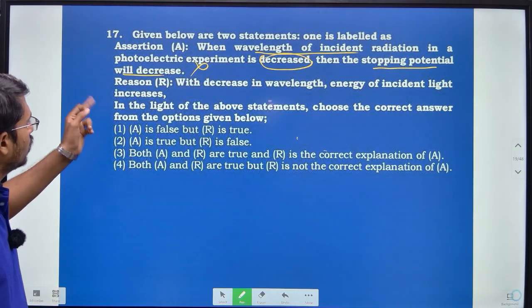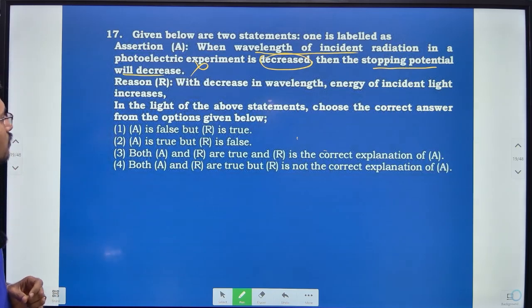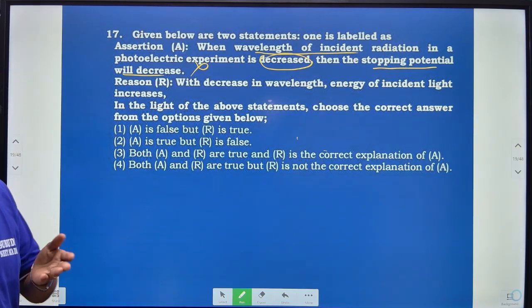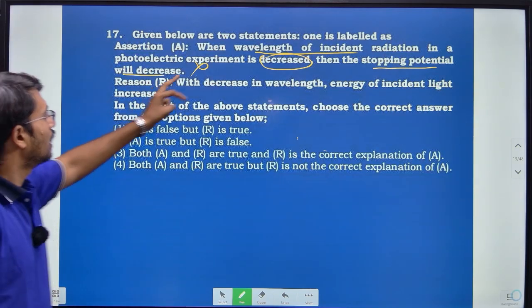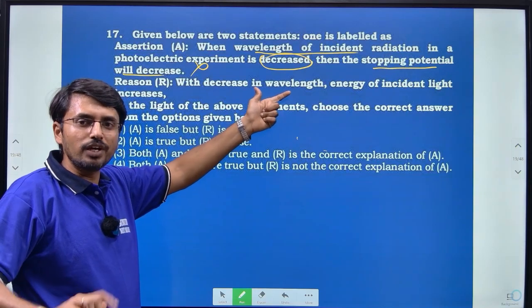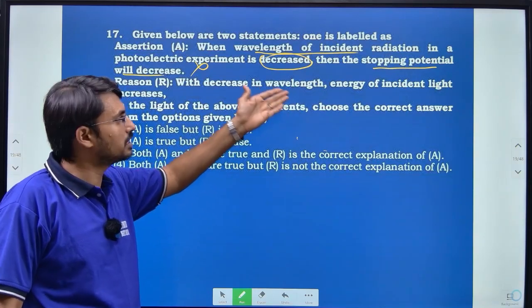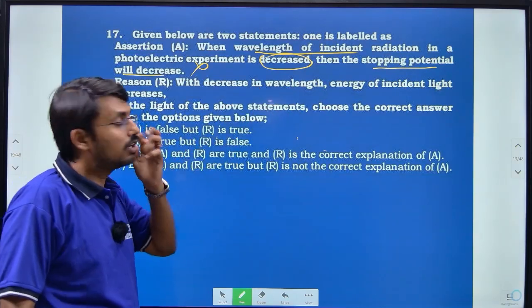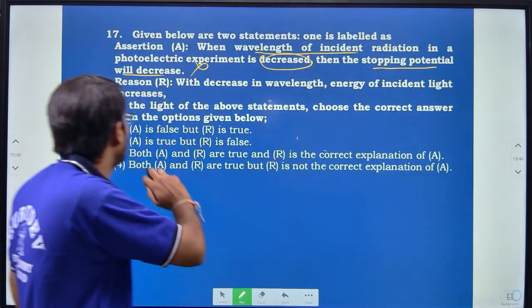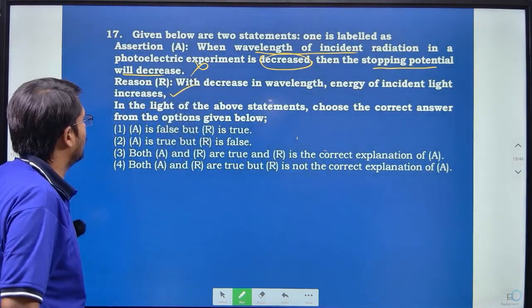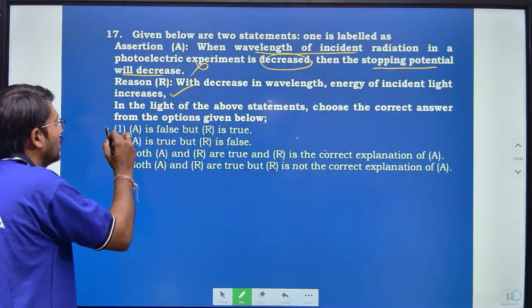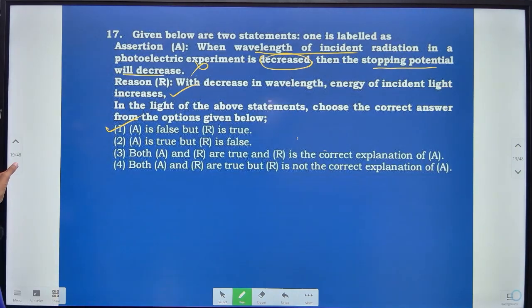The next one: with a decrease in the wavelength, the energy of the incident light increases. As I just told, if the wavelength decreases, the frequency increases, and energy is directly proportional to frequency, therefore energy increases. So that is a right statement. So A is false but R is true. That is the right answer.